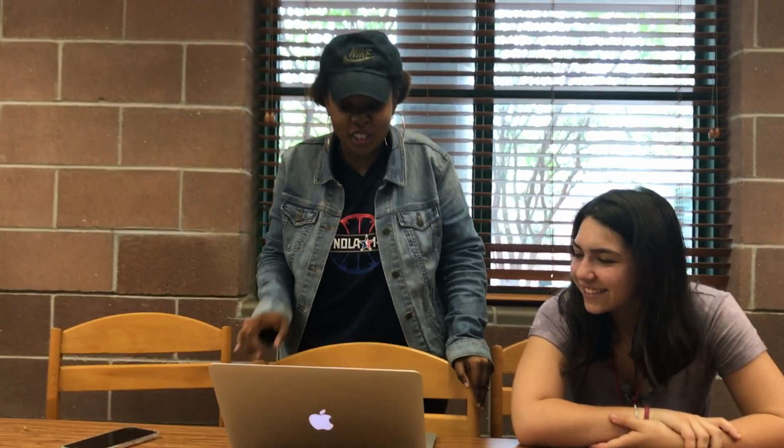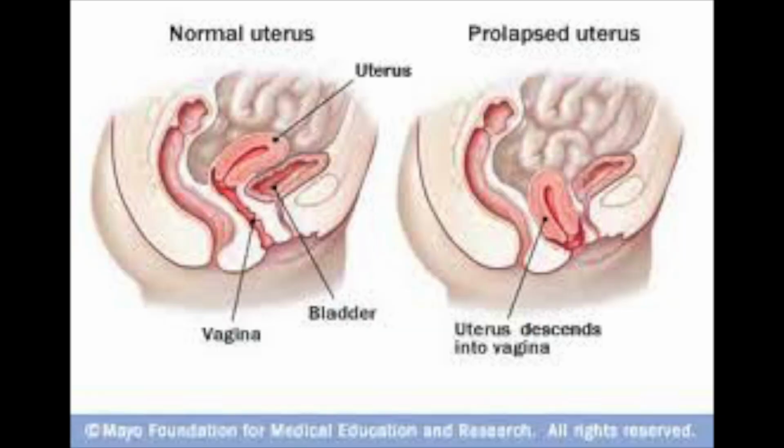Prolapse uterus. Ligaments hold the uterus in proper position so that it does not prolapse or herniate into the vagina. Severe prolapse can result in the uterine cervix protruding from the vaginal opening. Surgical repair is typically required to restore the uterus to its proper anatomical position.